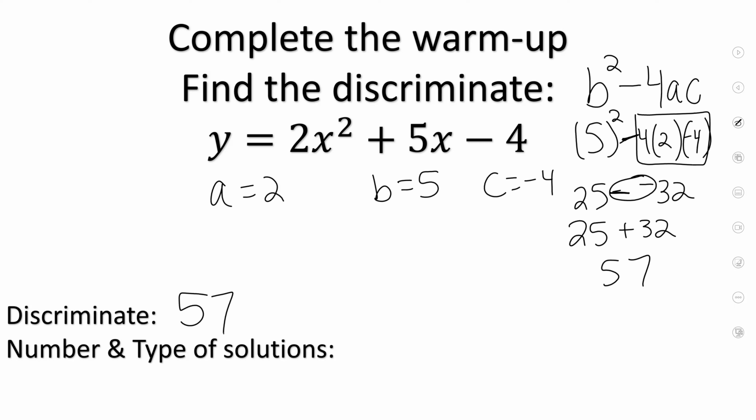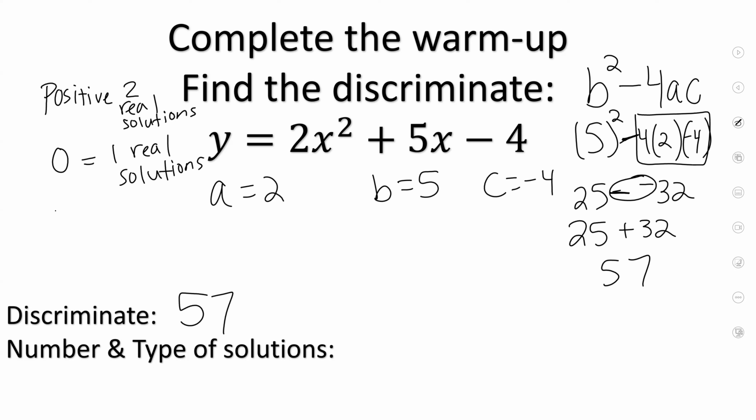Now, if you look at your notes, when the discriminant is positive, that means you have two real solutions. If our answer was 0, then that means you have one real solution. This is from your notes yesterday. And if you get a negative number, like -2, that means you have, I'll just put negative number. Any negative number, that means you have two imaginary solutions, okay?